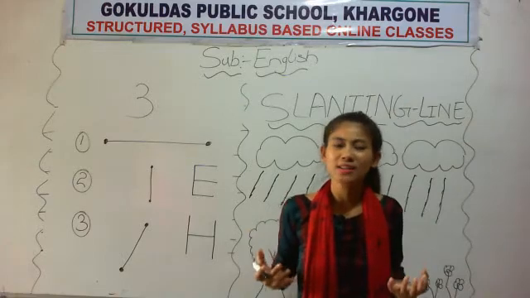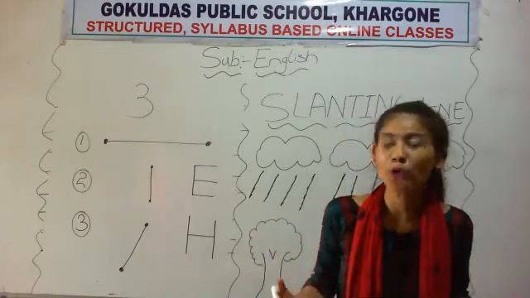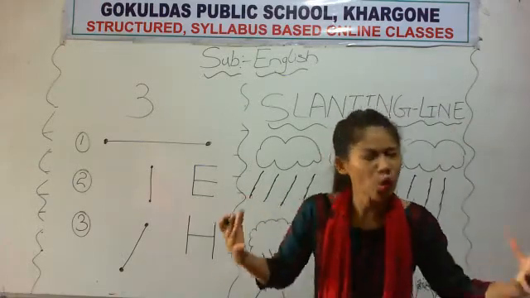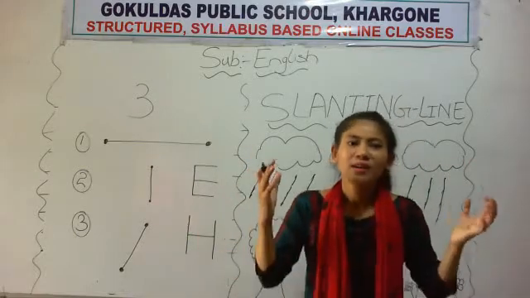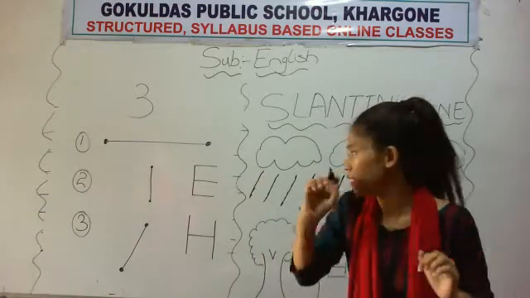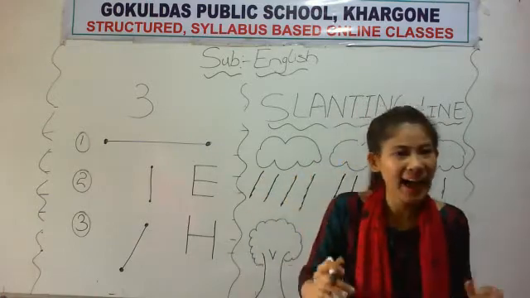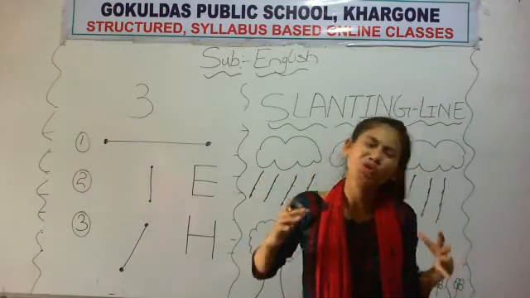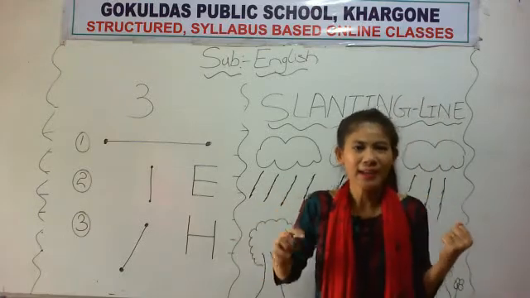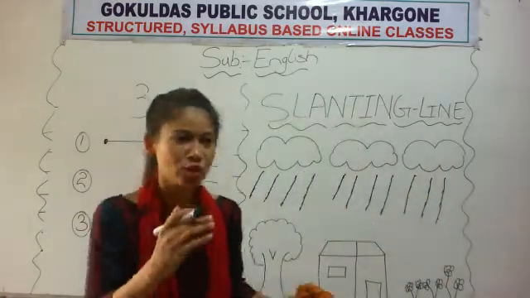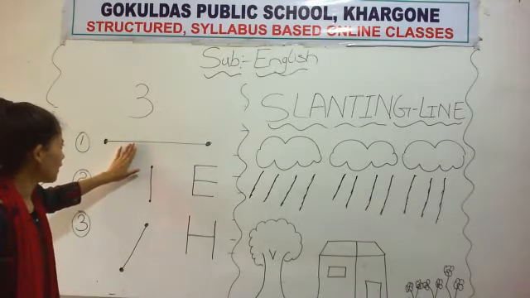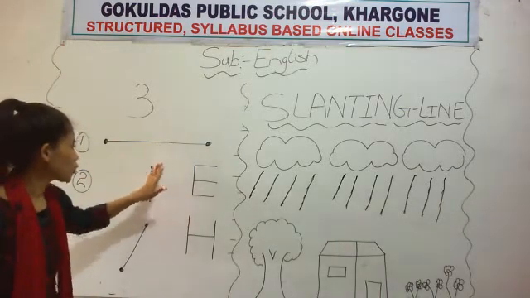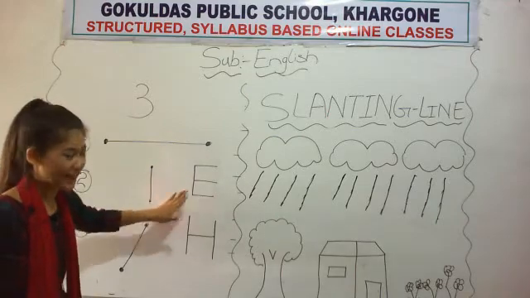Still you have to learn. We will be learning more about the line concept. There are so many line concepts: half curve, sleeping line, standing line, mountain pattern. We'll be learning slowly. Today we have already learned sleeping line and standing line. With the help of these two lines, we have made E and H.